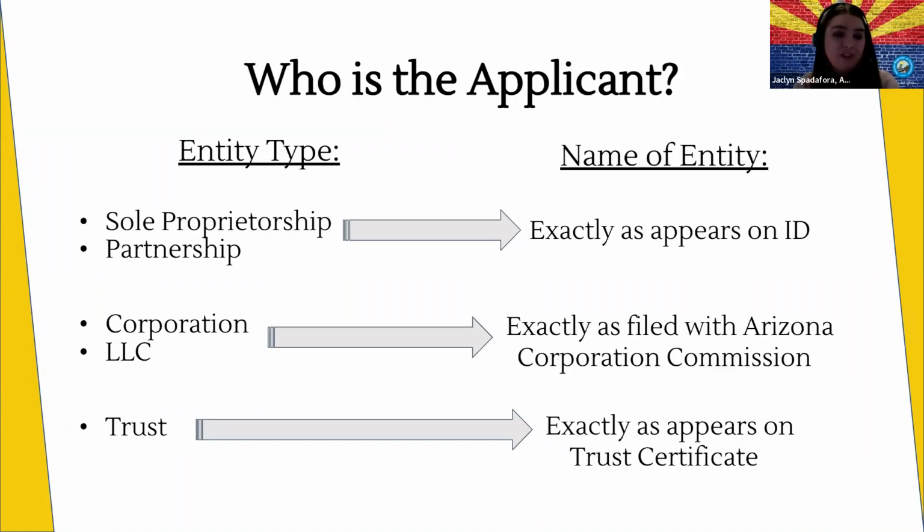For corporations and LLCs, that'll be filed with the Arizona Corporation Commission. From the Arizona Corporation Commission, you'll want to make sure you've had that already registered, that you're active and in good standing with them, and you'll determine that company name based on what you've already registered, again, with the Arizona Corporation Commission. For trusts, it would be the exact name as it appears on the trust certificate.